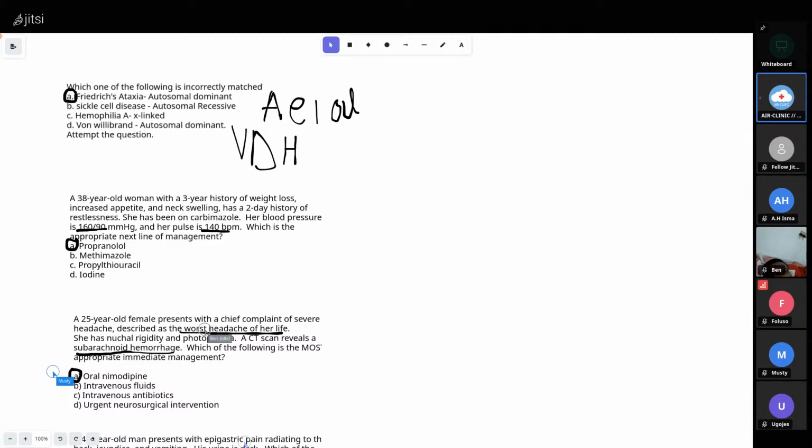Gout usually localizes to the big toe. Okay, that's big toe. That's where it gets to most times. So it's rheumatoid arthritis. And rheumatoid arthritis can also present with systemic features. Remember, it's an autoimmune disease. So just like SLE, it can present with systemic features.